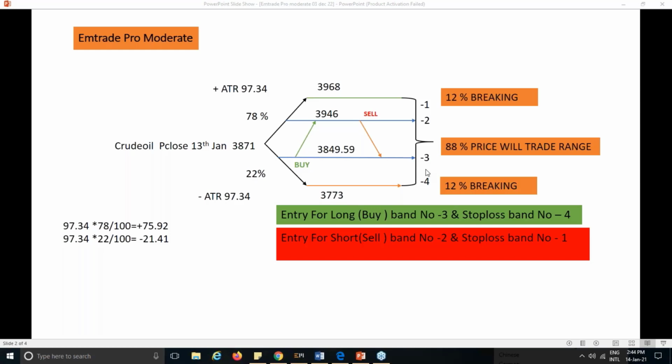So what is exactly the entry point, the exit point, and the stop loss? For a long buy call, my entry is whenever my price enters band number 3. So this is your band number 3, and we enter the trade. My stop loss is band number 4. Likewise, for a short sale, the entry is on band number 2, and the stop loss is band number 1.